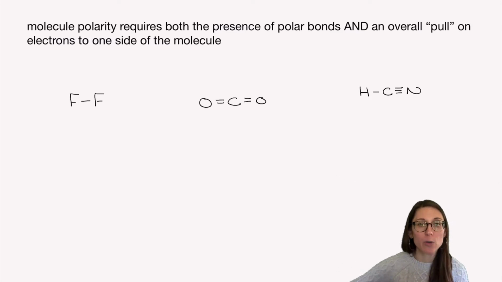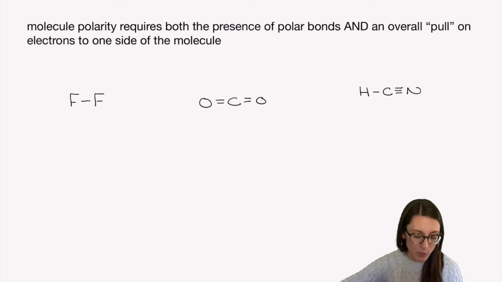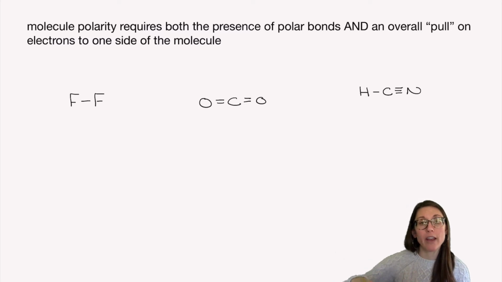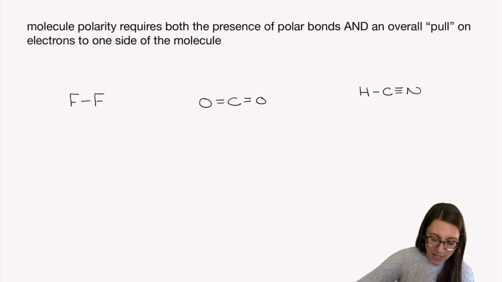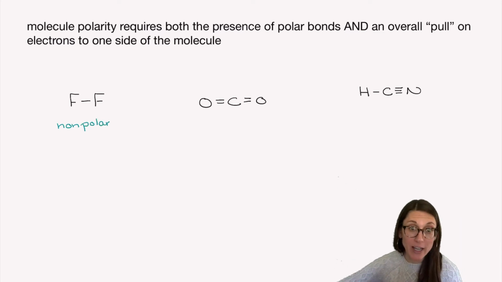If I have the molecule F2, this diatomic molecule, the difference in electronegativity is 0, which means that there is no pull on the electrons one way or the other. The electron density is going to be pretty evenly distributed across this molecule, and so that leaves this guy being nonpolar. Next up, I have carbon dioxide.